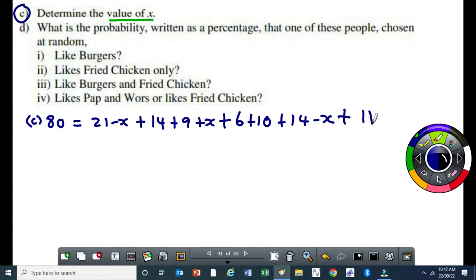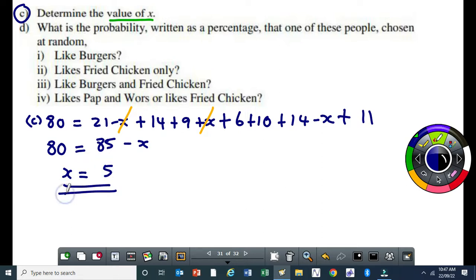So generally, I prefer to cancel out some terms. So this minus x and that plus x will cancel out. Okay, then let's add on the right 21 plus 9 plus 30. Then you get 44, this becomes 50, 60. Then you've got 74 here plus 11, which is 85. So you get 80 equal to 85 minus x. And then you get x equal to 5. I'm sure you can see how easy it is.